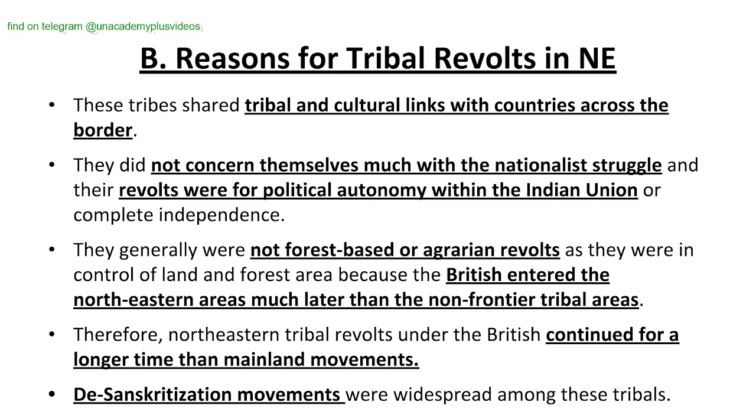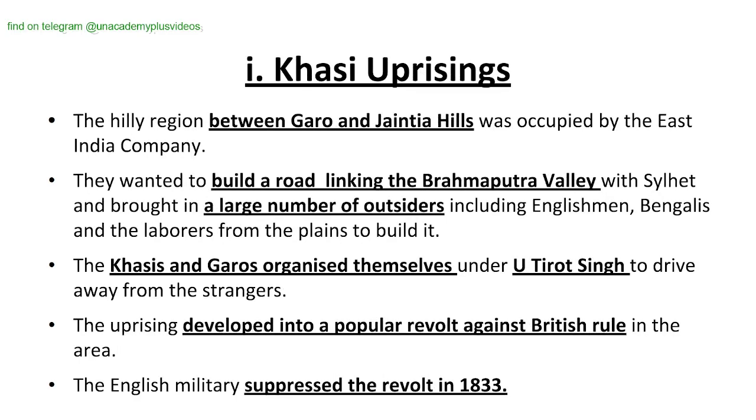Desyncretization movements were widespread among these tribals. The important northeast tribal uprisings are the Khasi uprisings. The hilly region between the Garo and the Jaintia hills was occupied by the East India Company. They wanted to build a road linking the Brahmaputra valley with Sylhet and brought in a large number of outsiders, including Englishmen, Bengalis, and laborers from the plains to build it.